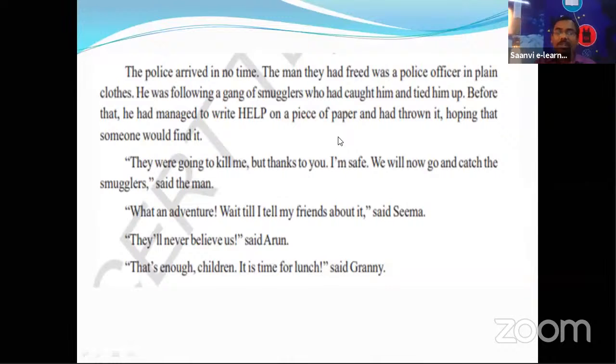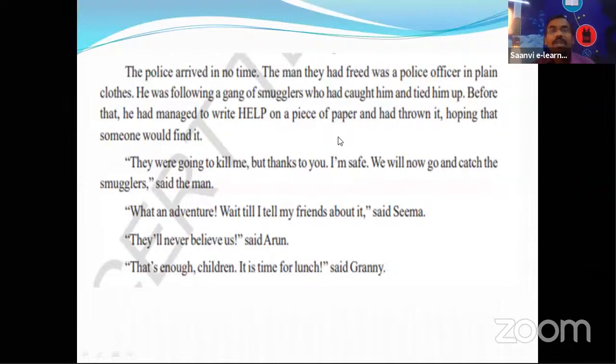The police arrived in no time. The man they had freed was a police officer in plain clothes. Actually, the man whose life they had saved is a police officer. But he was not wearing uniform then. He was in plain clothes. That's why they couldn't identify him. If the man was in police uniform, they could easily understand that the smugglers had tied up a policeman.